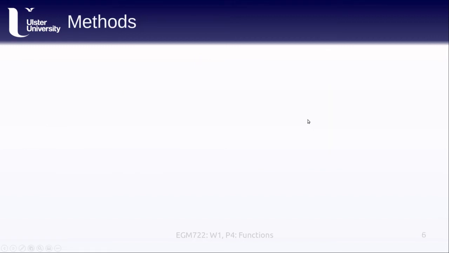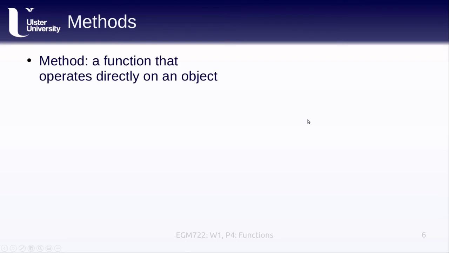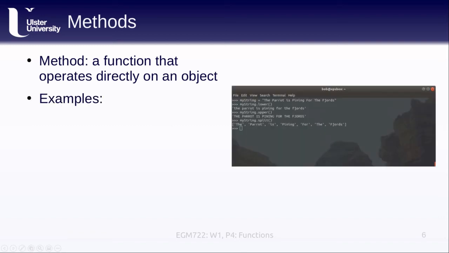I mentioned in one of the previous lessons something called methods. So a method is a function that operates directly on an object. Some examples here for a string. You see here we've defined a string called myString, which has a value the parrot is pining for the fjords. And you see a number of different methods.